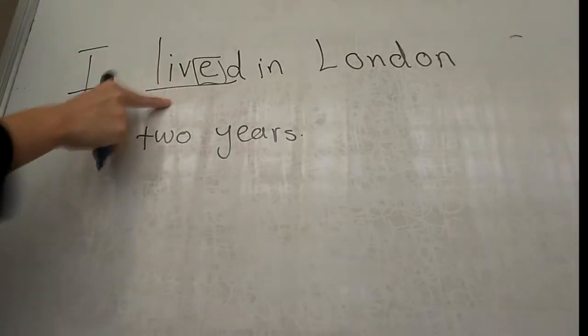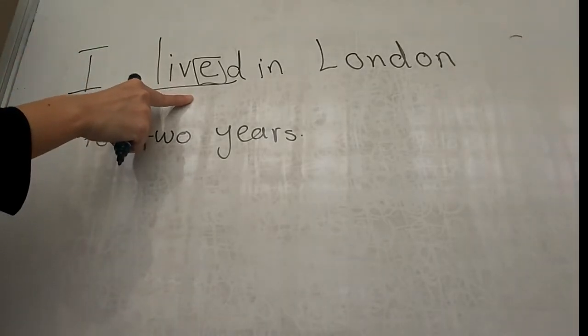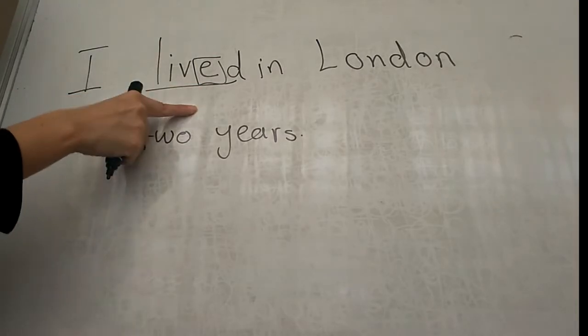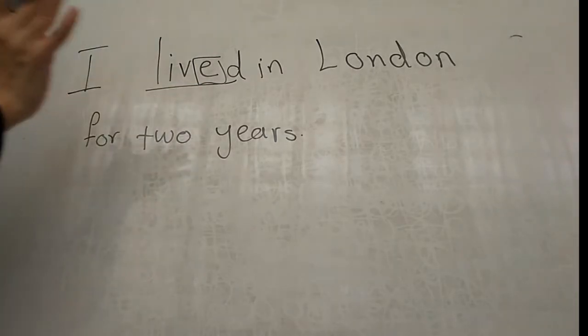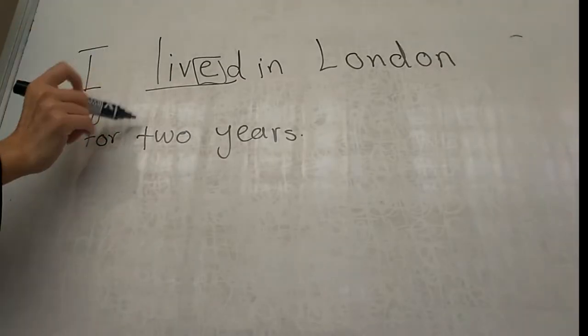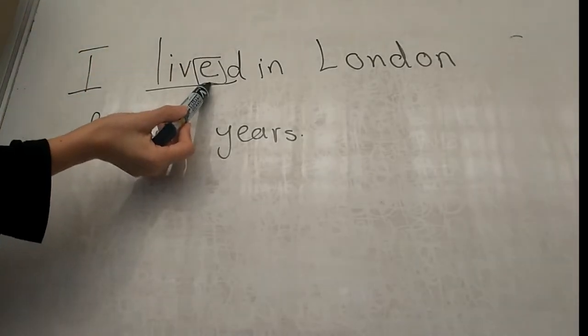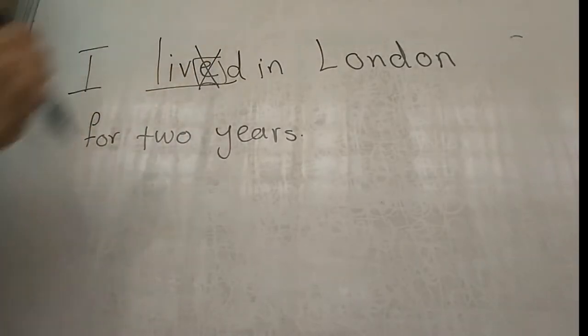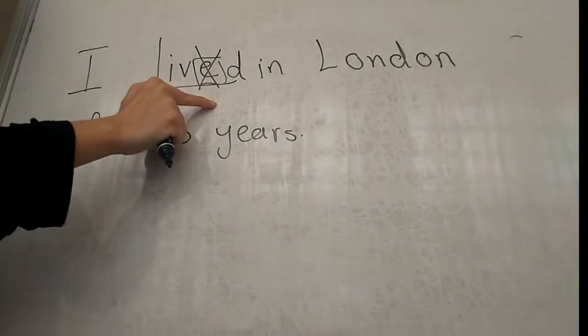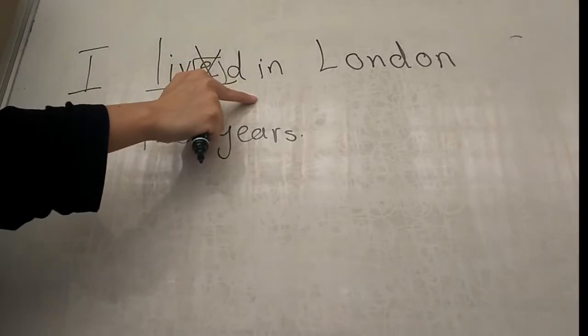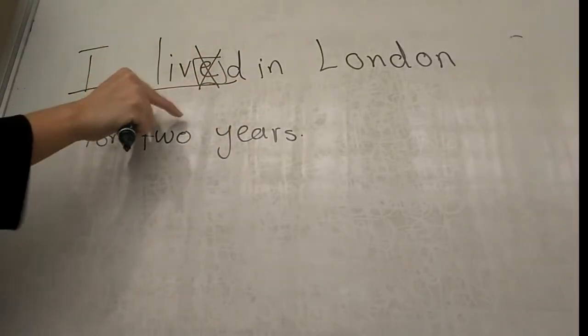There is one thing I want to remind you. I've come across a lot of learners who simply pronounce lived as livid, and this is wrong. You can't say livid. Whenever you come across a verb that ends with E, cancel E. E will be silent. So we don't say livid. It will be lived. E is silent all the time.